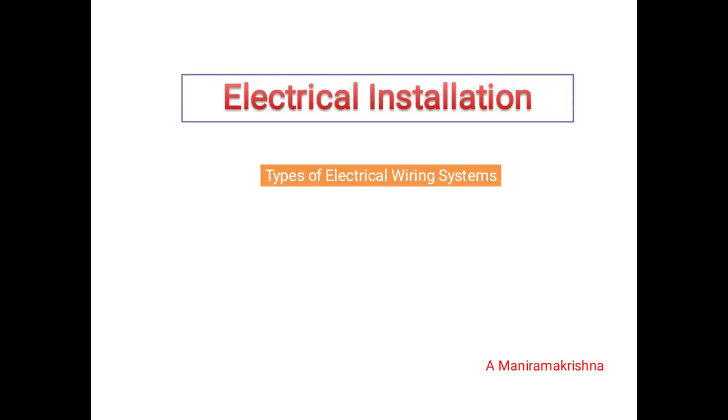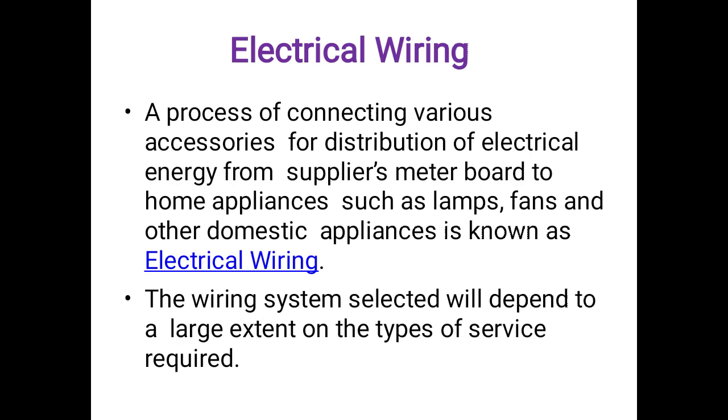Hello everyone. Today we are going to discuss electrical installation, and the topic is types of electrical wiring systems. Electrical wiring is the process of connecting various accessories for distribution of electrical energy from the supplying meter board to home appliances such as lamps, fans, and other domestic appliances.